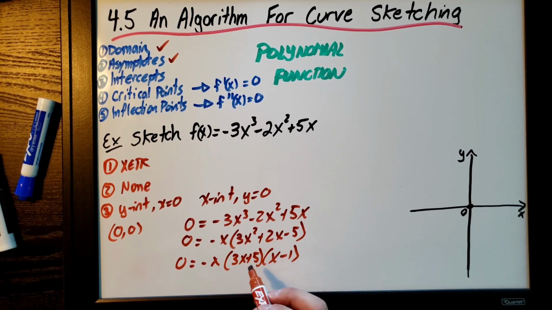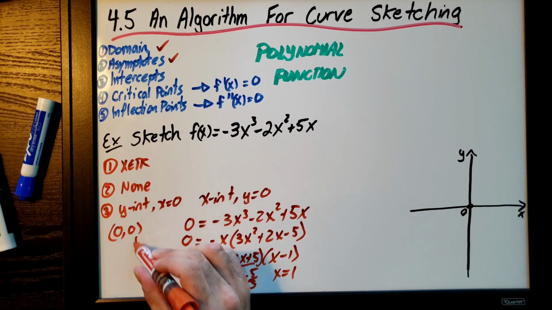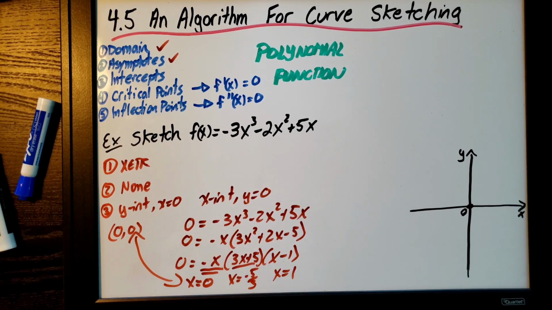Okay, once I'm in factored form, I can easily find my x-intercepts. For instance, right here, this one is x equals 0. This one is x equals negative 5 over 3. And this one is x equals 1. Remember, it's always the opposite of this number over this. Negative 5 over 3, done. Positive 1 over 1, done. And don't forget this 0, a very common mistake. Just notice that these are the same. The x-intercept is the y-intercept in this case because it's (0, 0). Both the x and the y are 0.